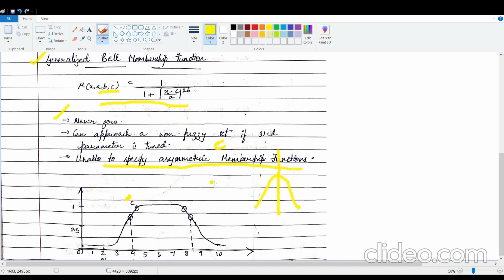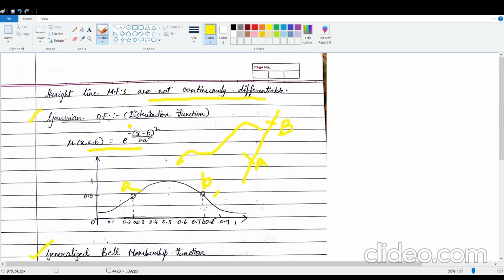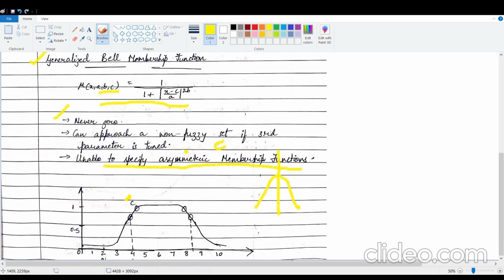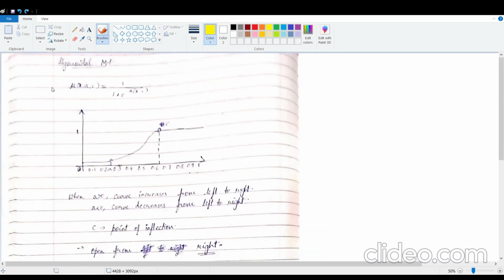So there can be certain membership functions which do not have to go ahead with this property, and this is where our generalized Bell membership function or your Gaussian distribution function or your straight line functions fail. So let us have a look at a few functions which are good at that. Let us try understanding these asymmetric membership functions with the help of the first example here. It's called a sigmoidal membership function, and the definition is over here.